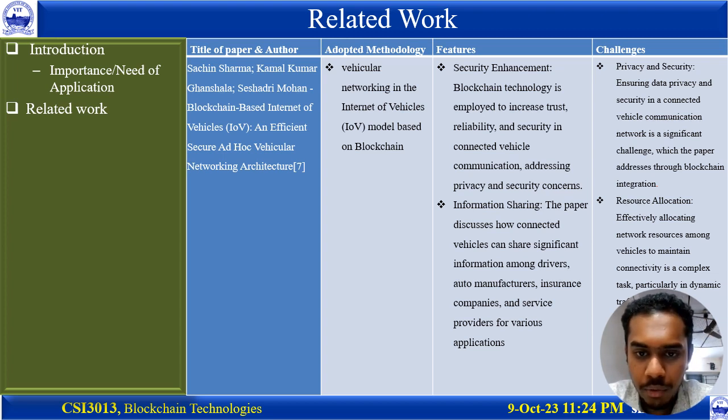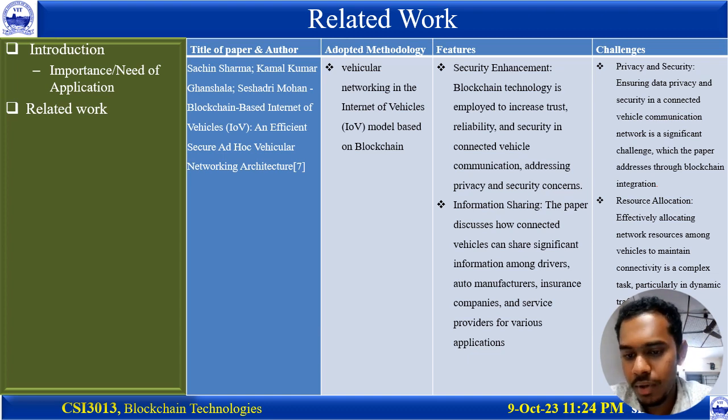So that's mentioned over here, security enhancement. Blockchain technology is employed to increase trust, reliability, and security. So how do we figure that out, and how do we maintain privacy? How are the security concerns handled? Those are certain things that this paper has highlighted.